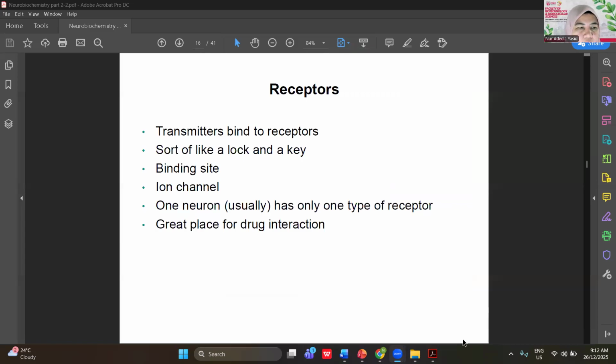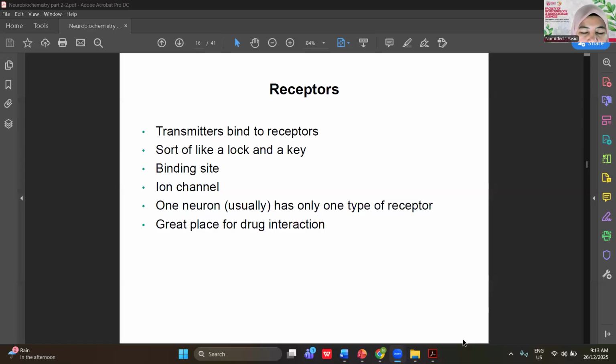Okay, receptors. What is the importance of receptors that we need to know? The significant role of receptors: we know that neurotransmitters bind to specific receptors on the postsynaptic membrane, initiating a response. It resembles the lock and key model, the binding to the specific receptor, where the neurotransmitter as a key fits into the receptor, as the lock, at the specific binding site.